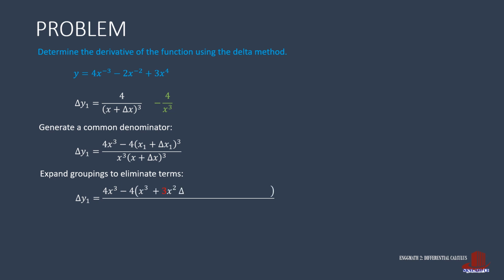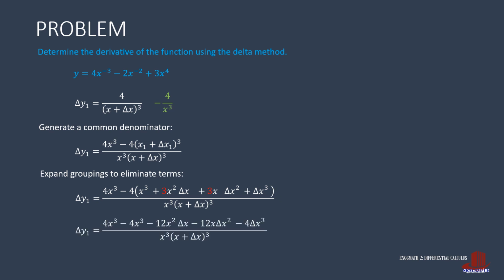The cube of the binomial is then taken using Pascal's triangle, where the coefficients of the terms are 1, 3, another 3, then another 1. We then multiply 4 to each term and get delta y1 as 4x cubed minus 4x cubed minus 12x squared delta x minus 12x delta x squared minus 4 delta x cubed.